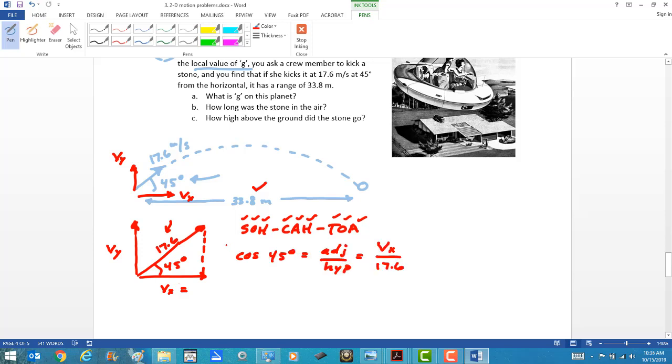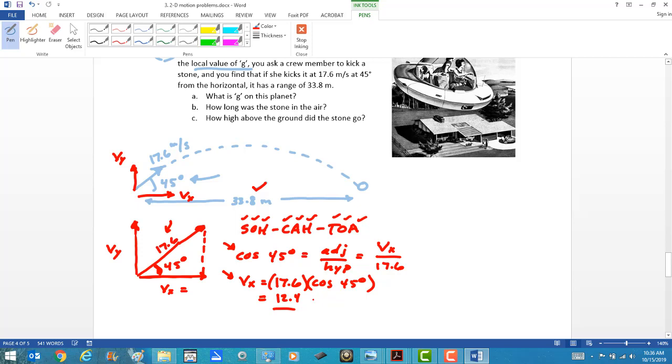And you would write it like this. Cosine of 45 degrees is adjacent over hypotenuse. So standing here at the 45-degree angle, your adjacent side is right here, Vx, the velocity in the x direction. And the hypotenuse, of course, is the 17.6. And rearrange so you can solve for v sub x. So v sub x is just 17.6 times the cosine of 45. Get your calculator, type in 45, hit the cosine button, and then go times 17.6.